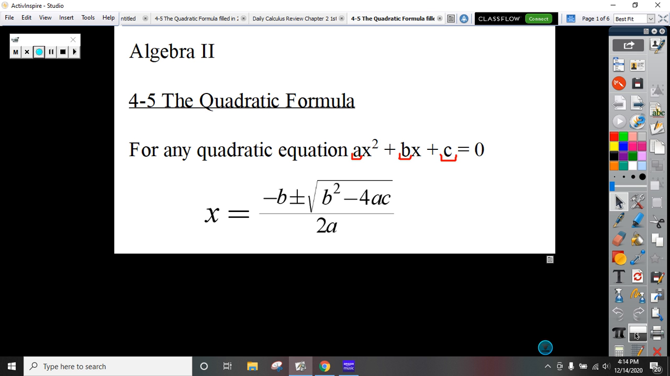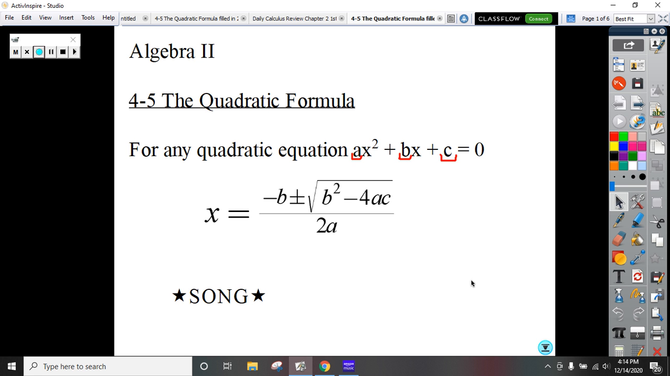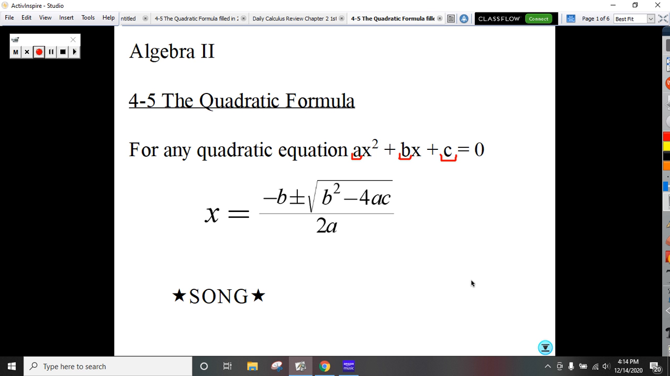The other thing I use as a fun way to help remember the quadratic formula is a little bit of a song that I'm going to sing that follows along the beat of Pop Goes the Weasel, and it helps follow the quadratic formula.